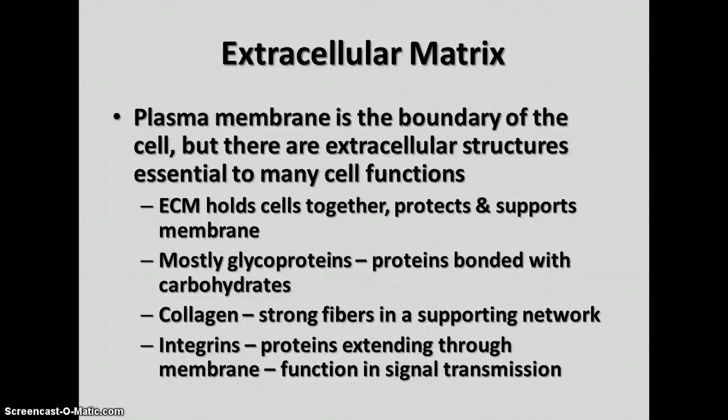An example of a structure within the extracellular matrix is collagen. You probably have heard of collagen. Collagen is made of strong fibers that form a supporting network between cells, kind of holds them together in sheets. There are also proteins that extend through the membrane called integrins. These are functioning in signal transmission, passage of messages from one cell to the other that they need to produce a certain structure or a certain protein and or move in a certain way.